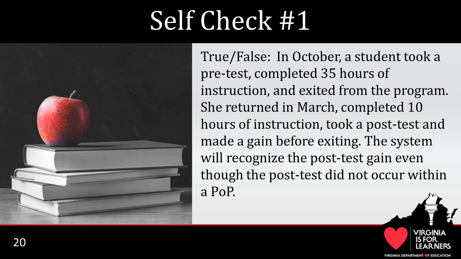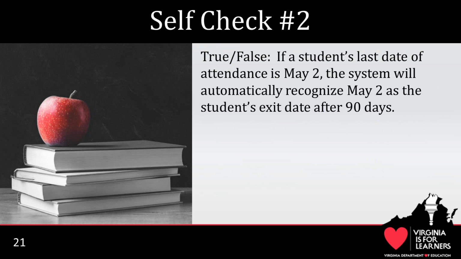Now for the self-check. True or false? In October, a student took a pretest, completed 35 hours of instruction, and exited from the program. She returned in March, completed 10 hours of instruction, took a post-test, and made a gain before exiting. The system will recognize the post-test gain even though the post-test did not occur within a POP. The answer is true.